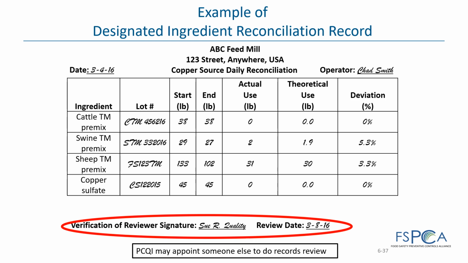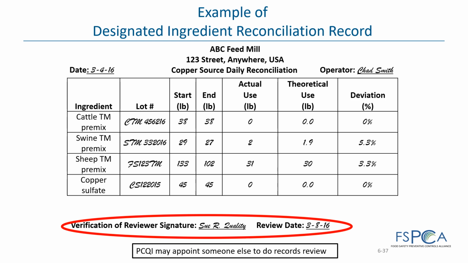So here's an example of a verification activity. This falls under our records review section, and this is the same batch record that we looked at earlier that Chad Smith made for us before he messed up. This wasn't the one that we needed corrective action on, but we can see down at the bottom we just have a single line that says verification of reviewer's signature, and that was done by Sue R. Quality, and you can see it was within 7 days of the date that this was created. It was created on 3/4 and it was reviewed on 3/8. Okay.